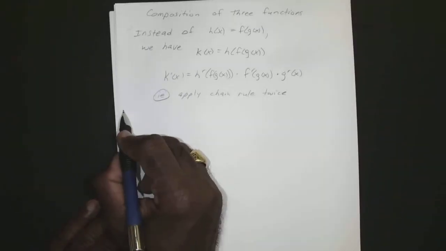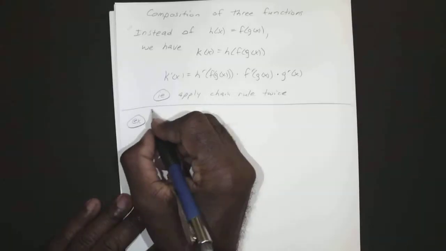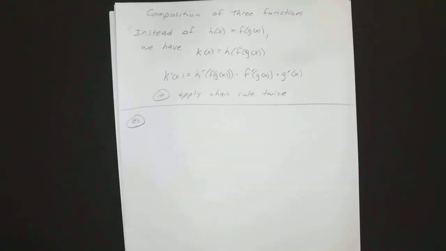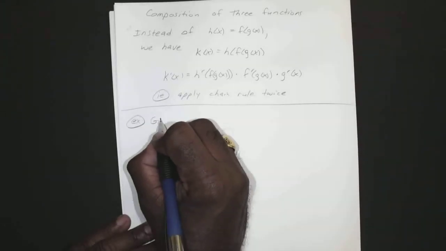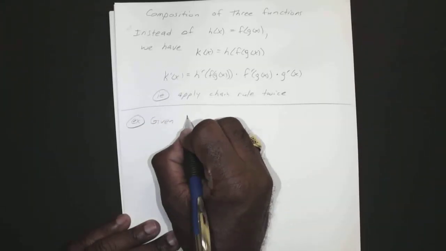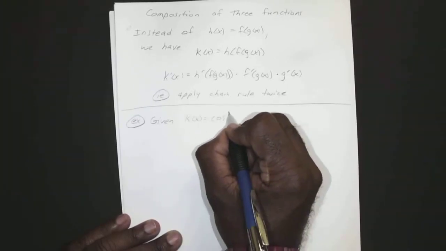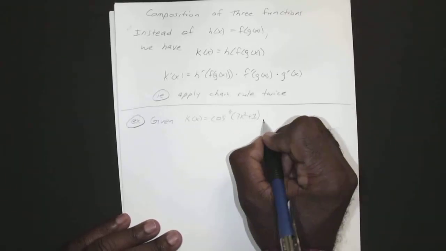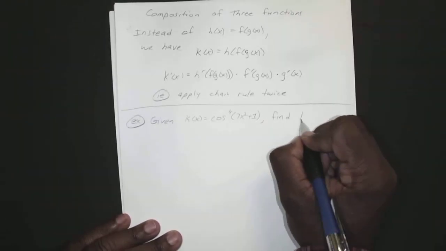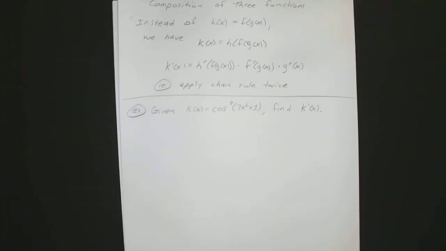All right, so let's say, for example, you have this one. You're given k of x is equal to the 4th root of cosine of 7x squared plus 1, and you want to find k prime of x. Oop, that's getting ready to shut off.